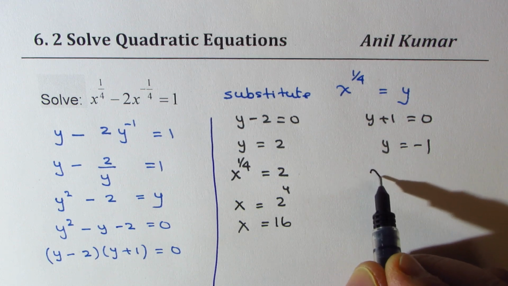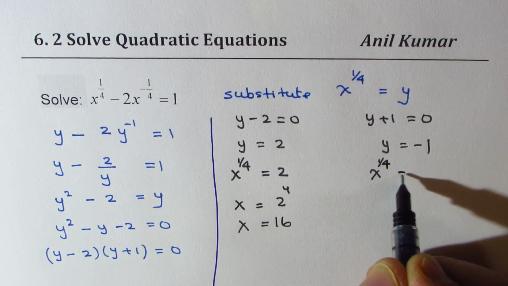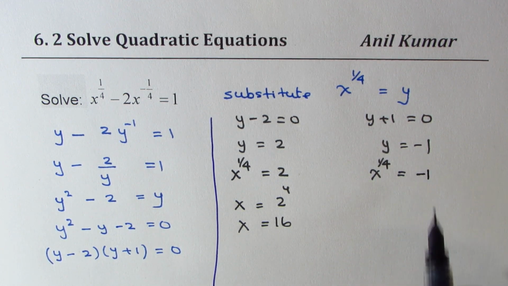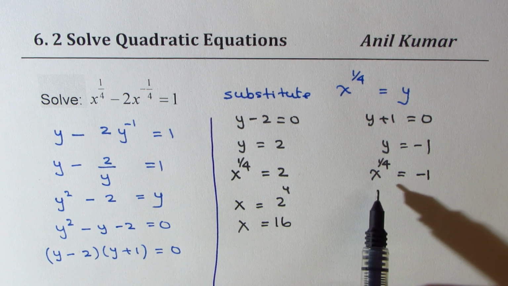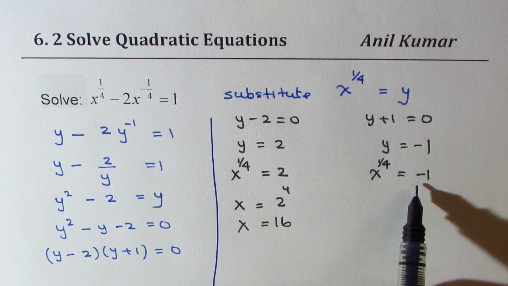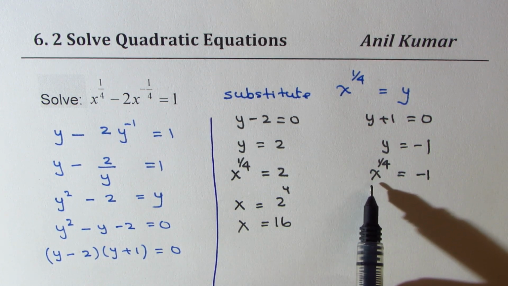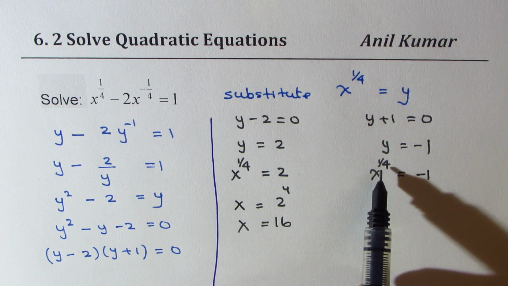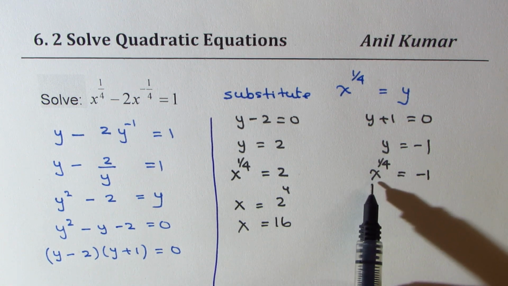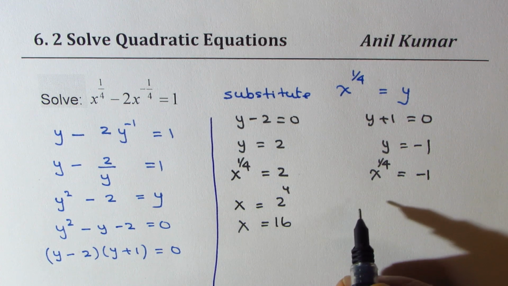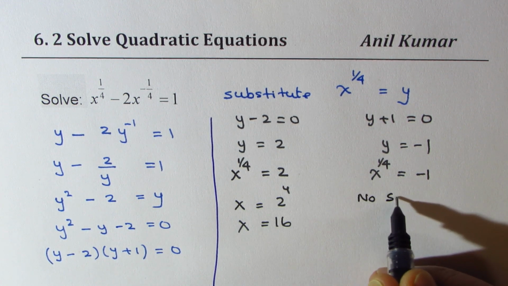Now here, if I substitute x to the power of 1 over 4 equals minus 1, in that case, what happens? Now, the fourth root of x can never be negative, right? So we are looking for a value which is negative. So we know the fourth root of x can never be negative. So we get no solution for this.